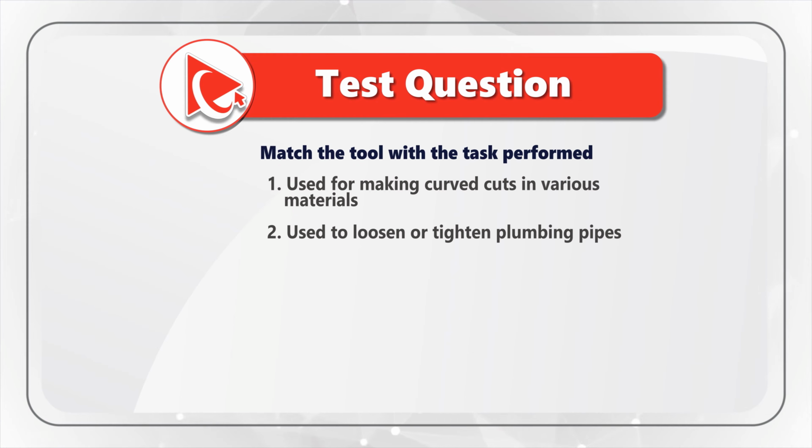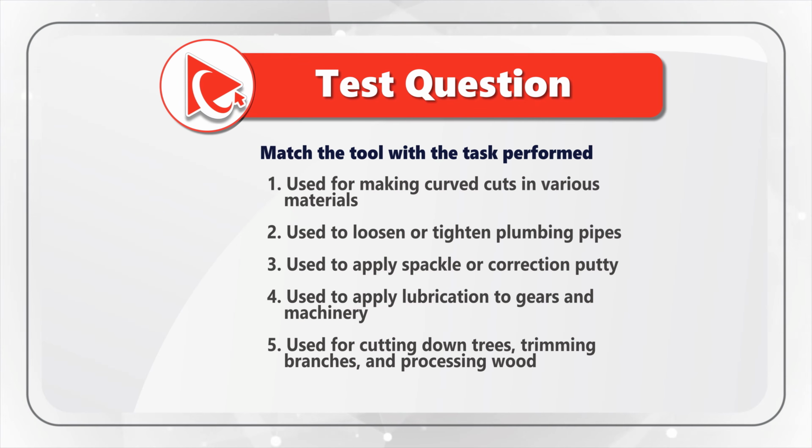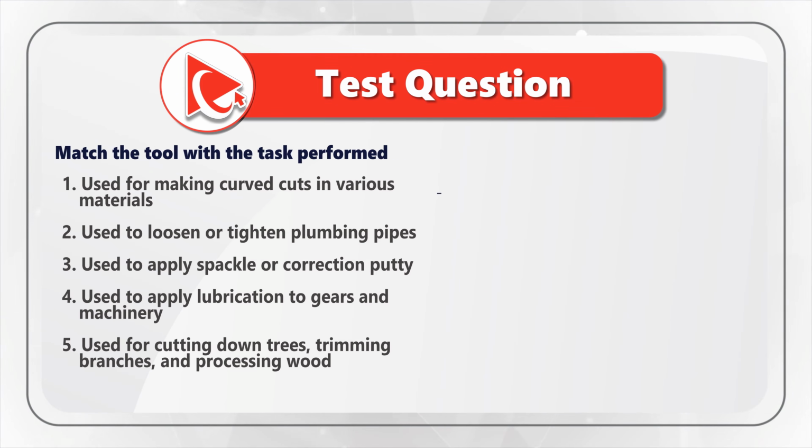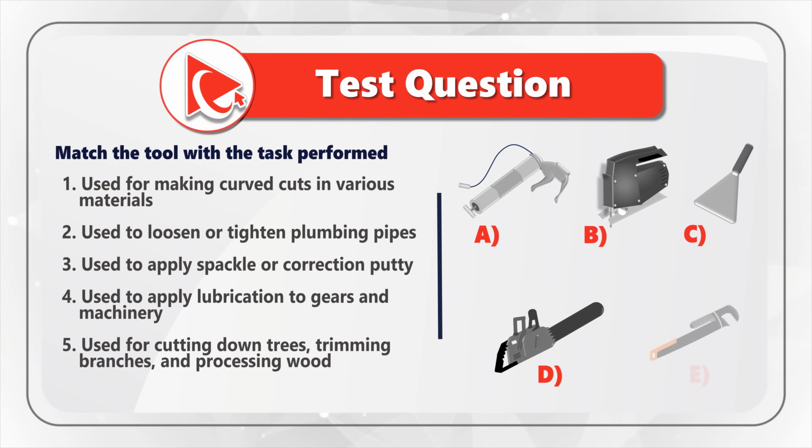Choice 2 is used to loosen or tighten plumbing pipes. Choice 3 is used to apply spackle or correction putty. Choice 4 is used to apply lubrication to gears and machinery. And last but not least, choice 5 is used for cutting down trees, trimming branches, and processing wood. And you need to match these descriptions with choices A, B, C, D, and E.